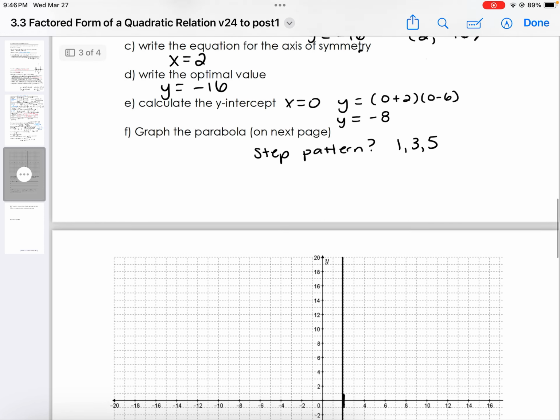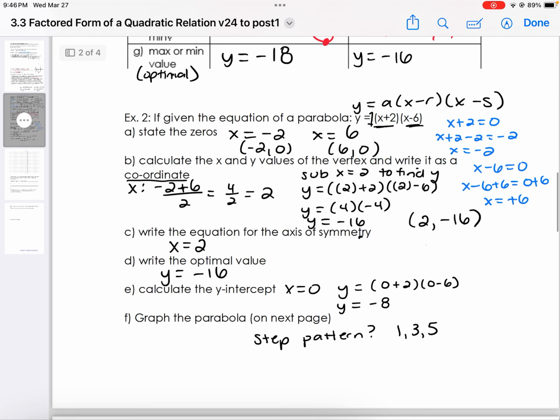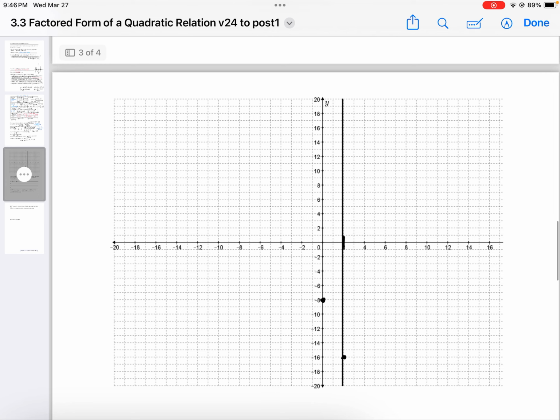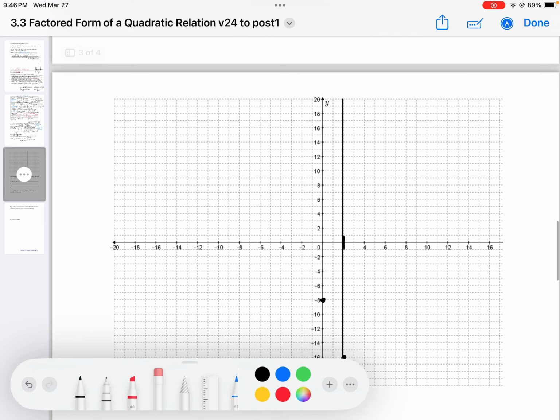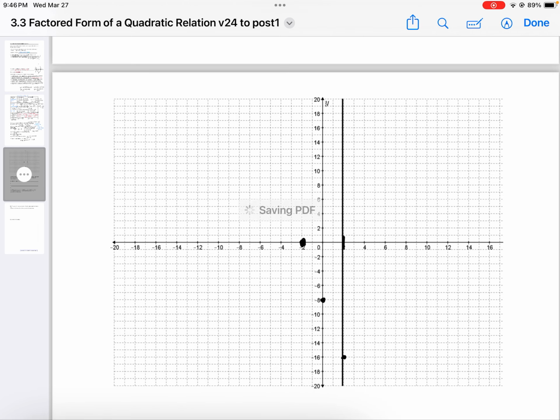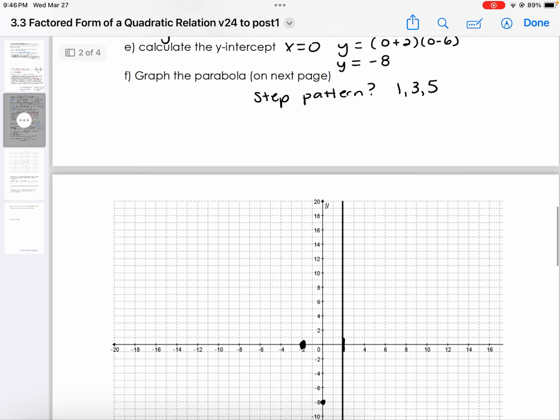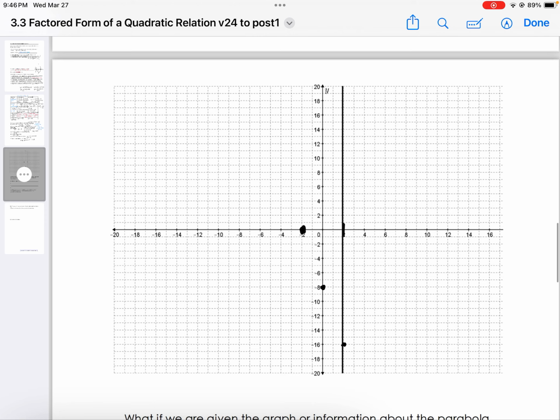I forgot one more thing we can graph. We have these zeros. So negative 2, 0, and 6, 0. So maybe you feel good. That's a lot of points.